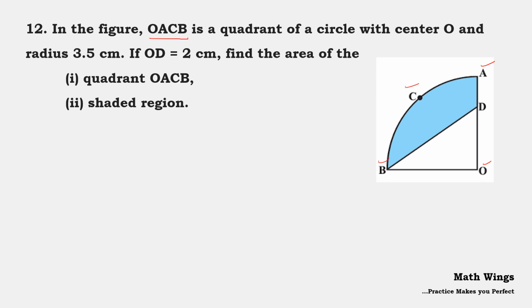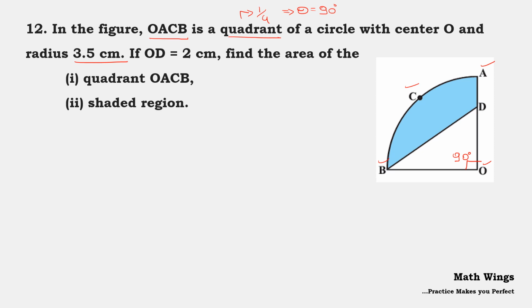What is it? By looking at this one, we can understand that it's a sector with an angle of 90 degrees. Let us continue reading. OACB is a quadrant. What do you mean by quadrant? A quadrant is nothing but 1 by 4th. Therefore, here it is 1 by 4th of the circle, that implies that theta is equal to 90 degrees. Correct? With the center O and radius 3.5 centimeter.